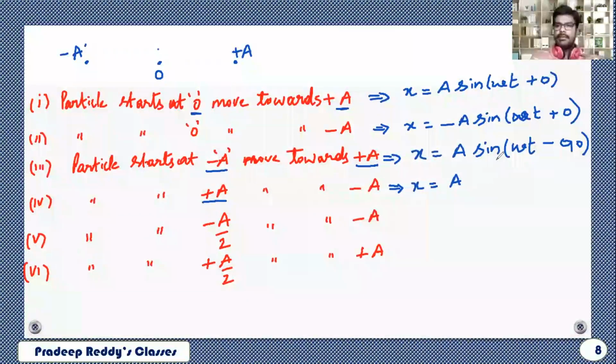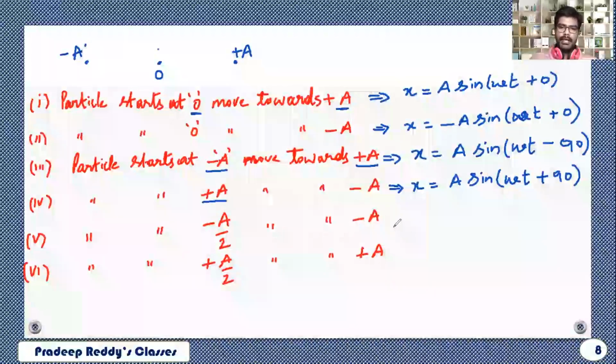It is starting from positive and going towards the negative x-axis. So therefore it is A sine of omega t plus 90. The phase difference between the two particles, one starting from the mean position and one from the extreme position, is 90. So that is A. Next, coming to the fifth case, the particle starts at minus A by 2.